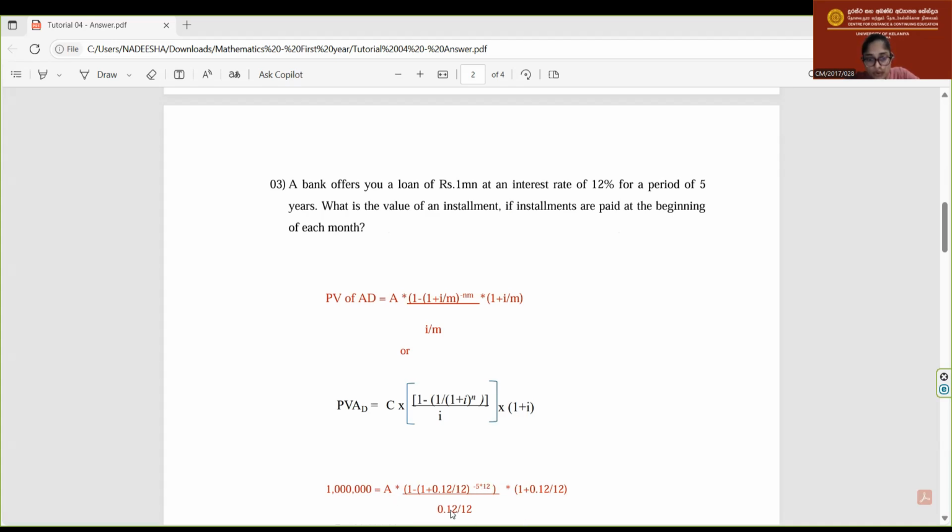And then divide by 0.12, divide by 12, and then multiply the whole by 1 plus 0.12 divided by 12. Okay, let's do the calculation with me. First of all, 0.12 divided by 12, right? Then you can get 0.01. Keep the answer as it is and add 1. 1 plus, there is a button called ANS, press it, then you can get 1.01.